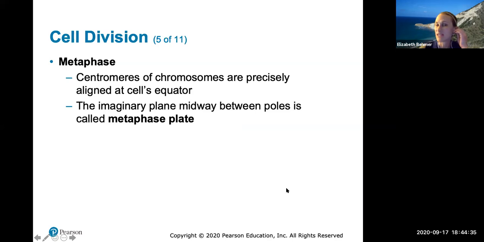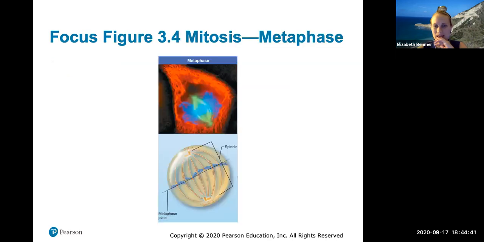Metaphase is when the centromeres of the chromosomes line up at the cell's equator, so right down the middle of the cell. We call this the metaphase plate, or the equatorial plate. So the chromosomes line up in metaphase. You can see those there. We start to see what we call the spindle form, which are spindle fibers that are reaching out and connecting to the centromeres of those chromosomes.